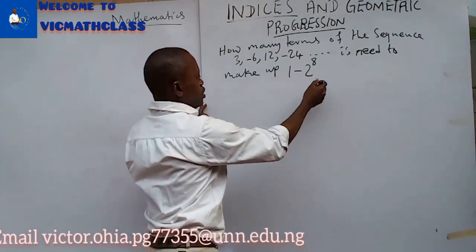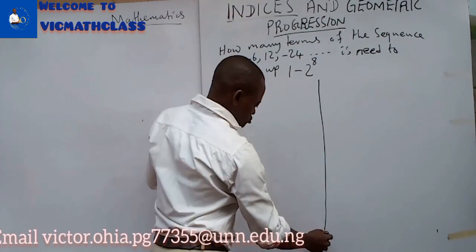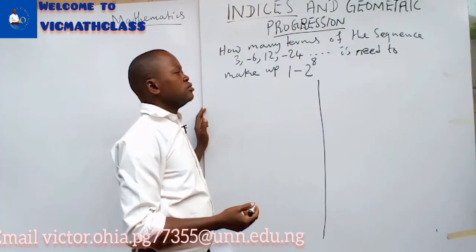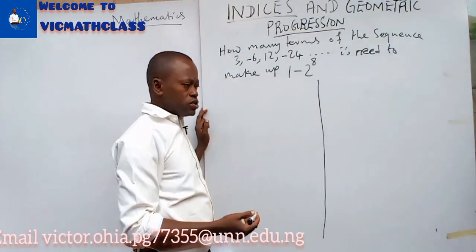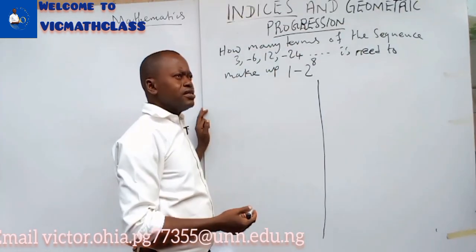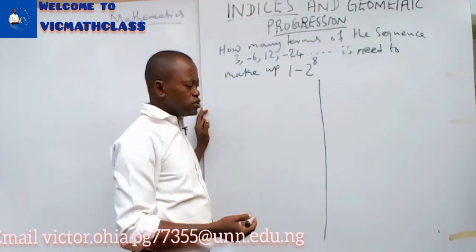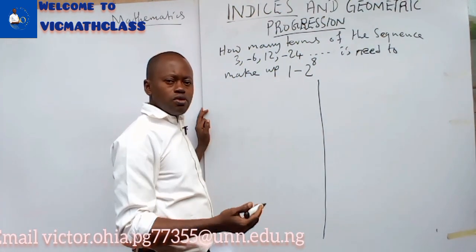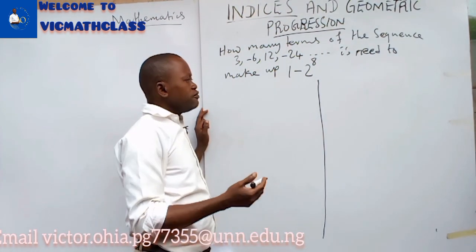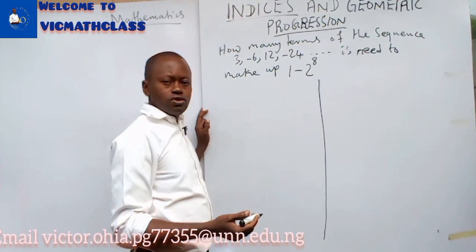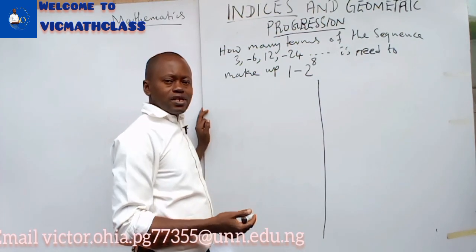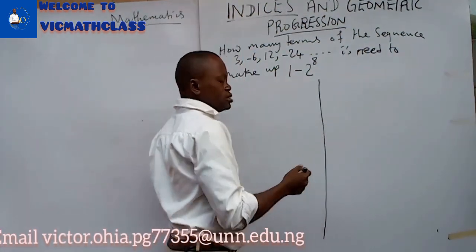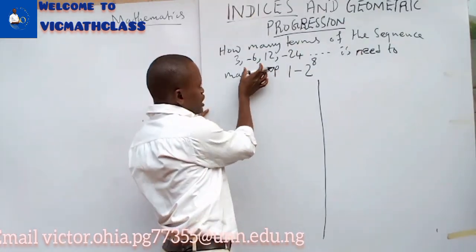Now, when we were looking at geometric progression, we looked at the nth term of a geometric progression, and we came down to the sum of a geometric progression. We gave two formulas that are used in calculating the sum of a geometric progression. We gave an instance where the common ratio is greater than 1, and another instance where the common ratio is less than 1.